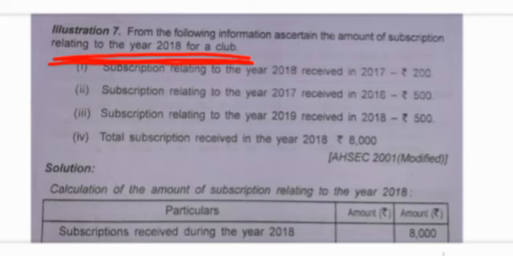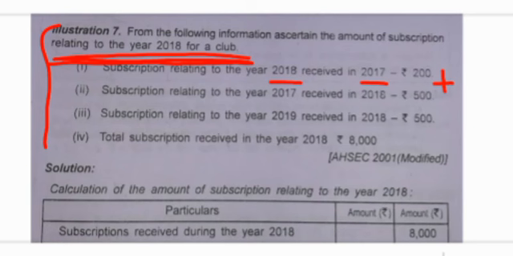club. So subscription relating to 2018 received in 2017. What we have to do? We have to add it. Yes or no? Because we are receiving it for 2018 only. Yes or no? Now remember, we are doing this sum for the income and expenditure account. So we have to prepare it on accrual basis. Now the first one was subscription relating to the year 2018 received in 2019. So we have to add it.